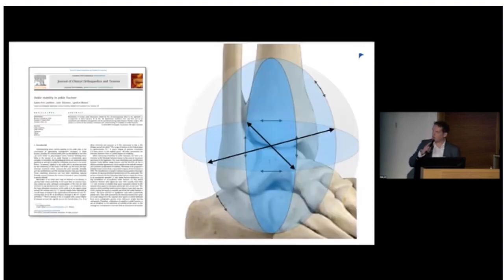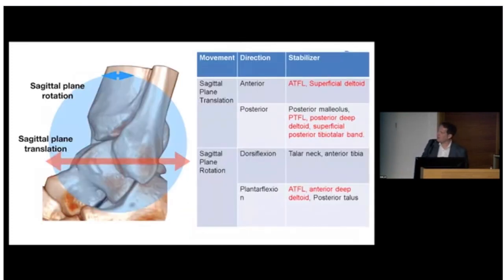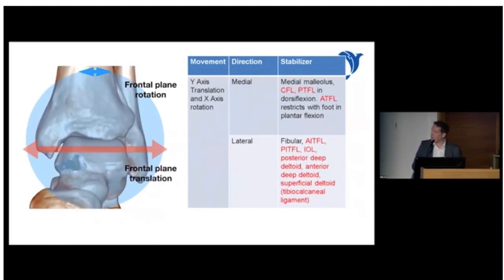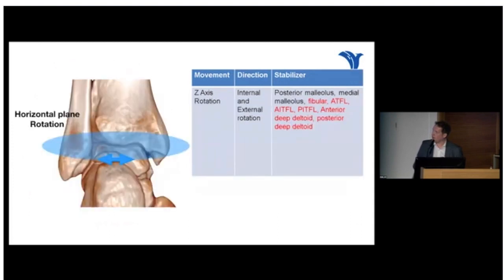This is a paper that we published almost 2 years ago now on ankle stability in ankle fracture. And you can see here that if we talk about the different planes of the ankle movement, be it sagittal plane translation, sagittal plane rotation, you have a lot of stabilizers which are ligamentous, not only bony. Similarly, frontal plane, we have y-axis and x-axis rotation. You can see CFL, PTFL, ATFL, and a lot more then on the lateral aspect. Horizontal plane or Z plane rotation, again, you have a lot of ligaments that are involved.